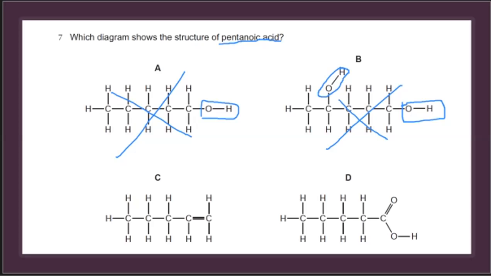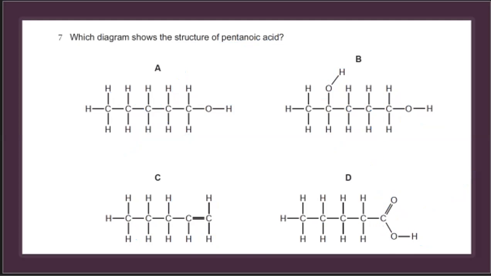Pent is 5, so we're looking for 5 carbons. 1, 2, 3, 4, 5. And it has C double bond O, OH. So we know we're dealing with pentanoic acid. The answer is D as in dog, guys. C is incorrect because it does not have that functional group. What it has here is a double bond. 1, 2, 3, 4. So this is an alkene. There's a double bond attached to it, so this is not it. That leaves us with D as in dog. So yes, D is the answer.